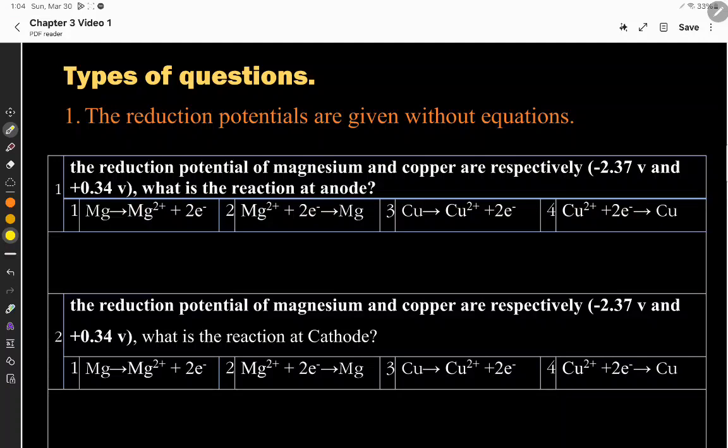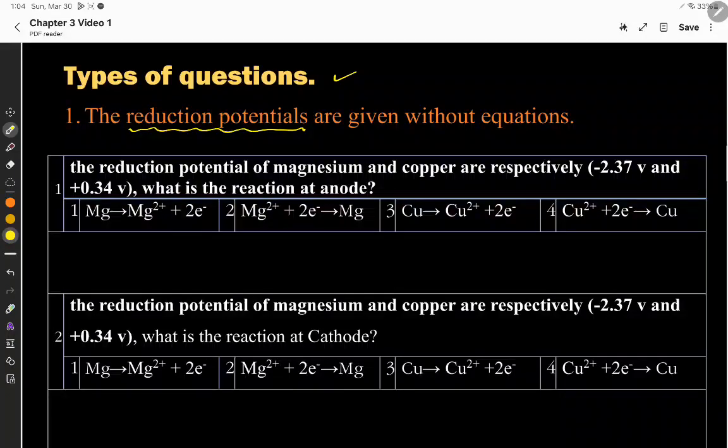Well, in the exam, we'll have questions about galvanic cells, and these are some examples of how the questions can be. In the first type of question, they give us only the reduction potential of the anode and cathode, and they do not give us anything else. No equation, nothing. For example, let's see this question.